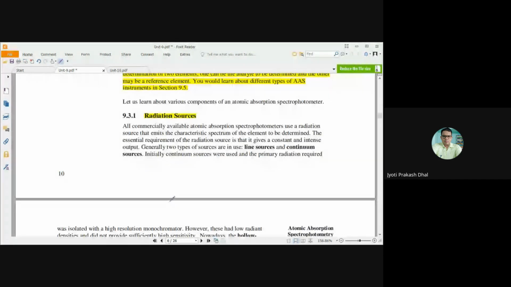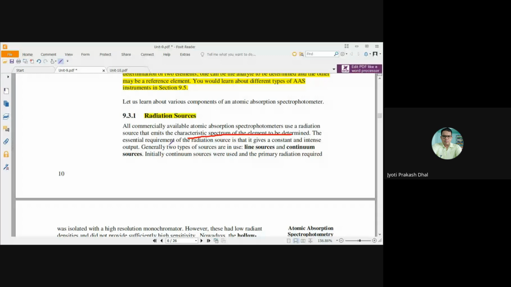Now coming to the radiation source. Commercially available AAS use a radiation source that emits the characteristic spectrum of the element to be determined. So in the commercial AAS, we should use a radiation source that emits the characteristic spectrum of an element. That means for a different element we have to use a different radiation source.